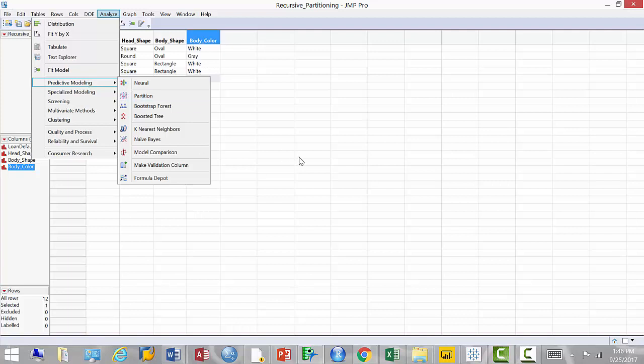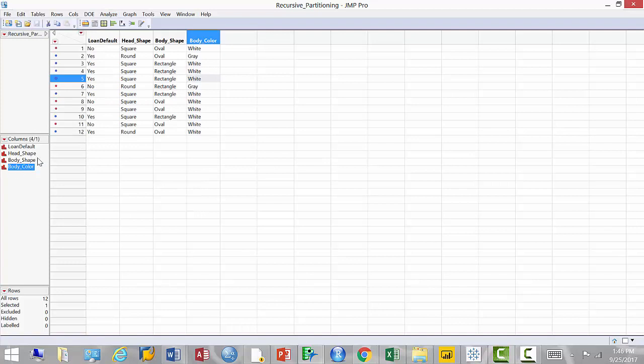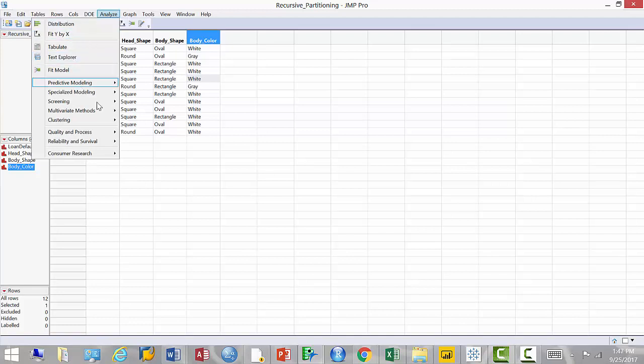categorical. Oh, by the way, before we go there, look at that. What are the types of my variables? Nominal, right? All of them are categorical nominal variables. My target is nominal, which is loan default versus yes or no. And my head shape, body color, they're nominal. There is no ordering and they're categories. So target and the predictors, they're all nominal. Okay, good. So now let's go to Analyze, Predictive Modeling.